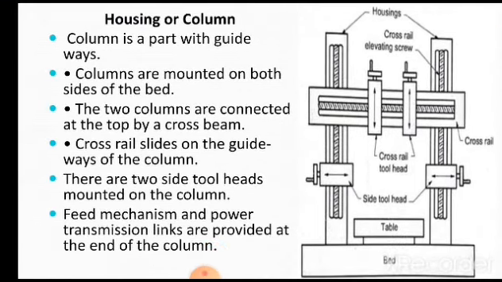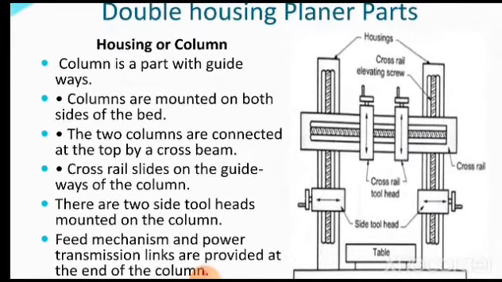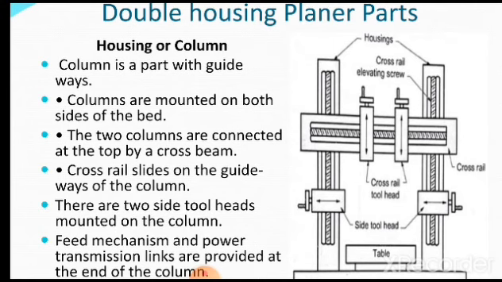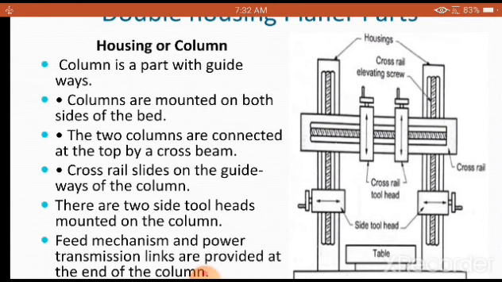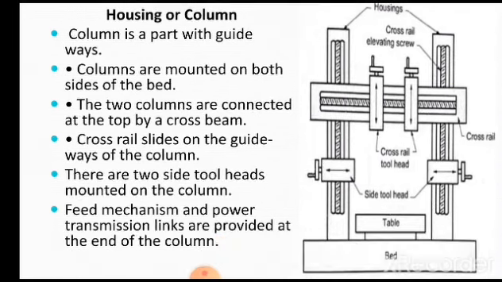The cross rail slides on the guideways of the column, because the column is provided with the guideways. On these only the movement of the cross rail takes place. This part is called a cross rail, which can be clamped and moved to the required position on the housing or the column itself.